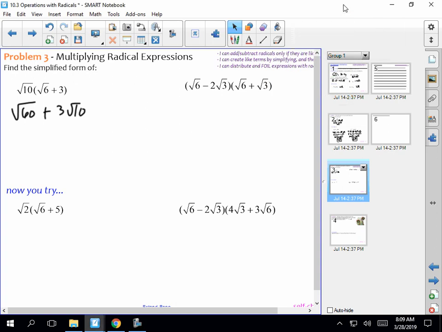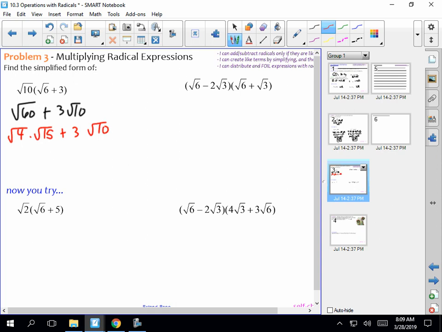All right, and then we're going to simplify these radical expressions after multiplying them. So square root of 60, think about the biggest perfect square that might go into that. We have 4 and 15. And we've got 2 root 15. Since they're not like radicals, we're going to just leave it like that.